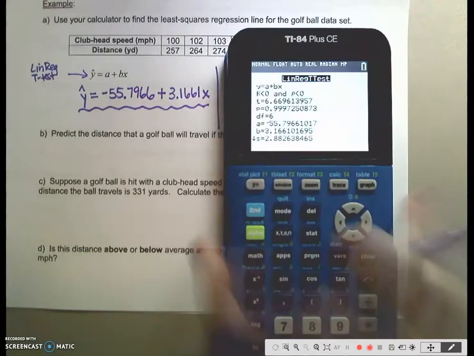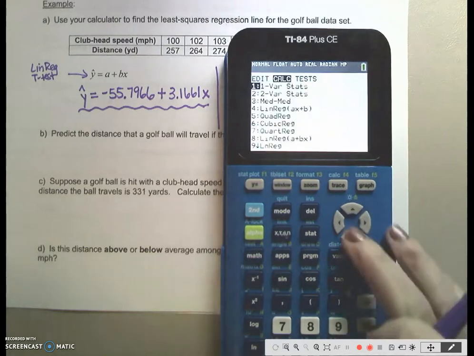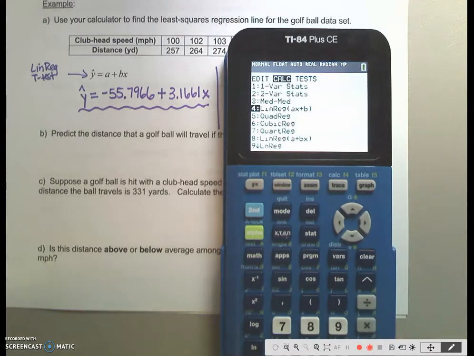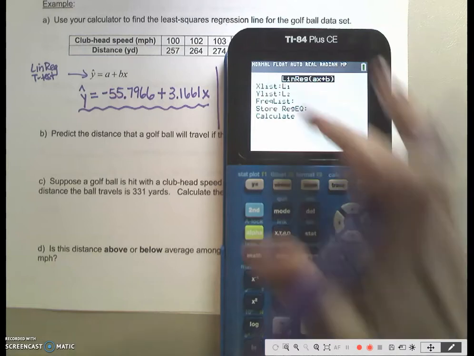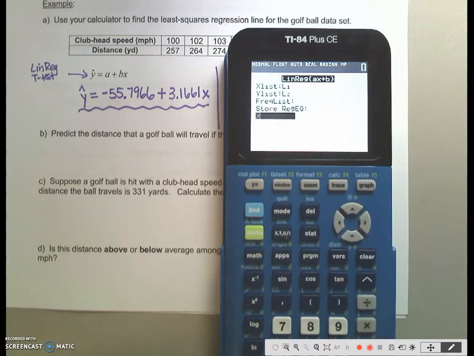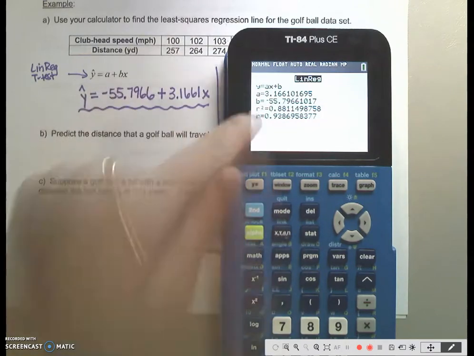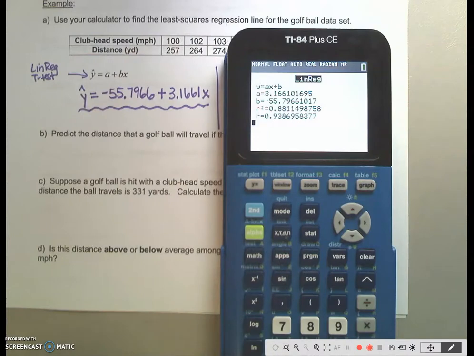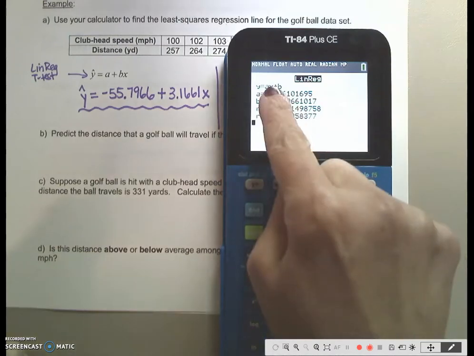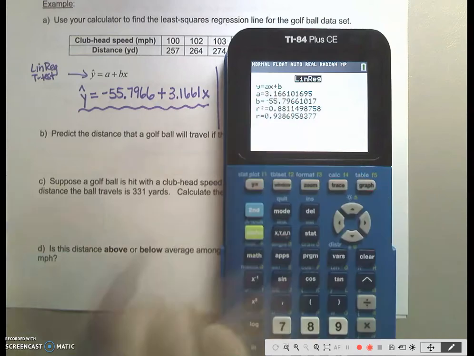Now, the way I prefer is to go to LinReg, list 1 and list 2. And this gives you A and B, but notice what the difference is. Can you see the difference? Because of how they wrote it, A is the 3 number and B is the -55 number. So it completely matters which selection you pick on your calculator. I think this one's easier because it's already set up mx plus b.